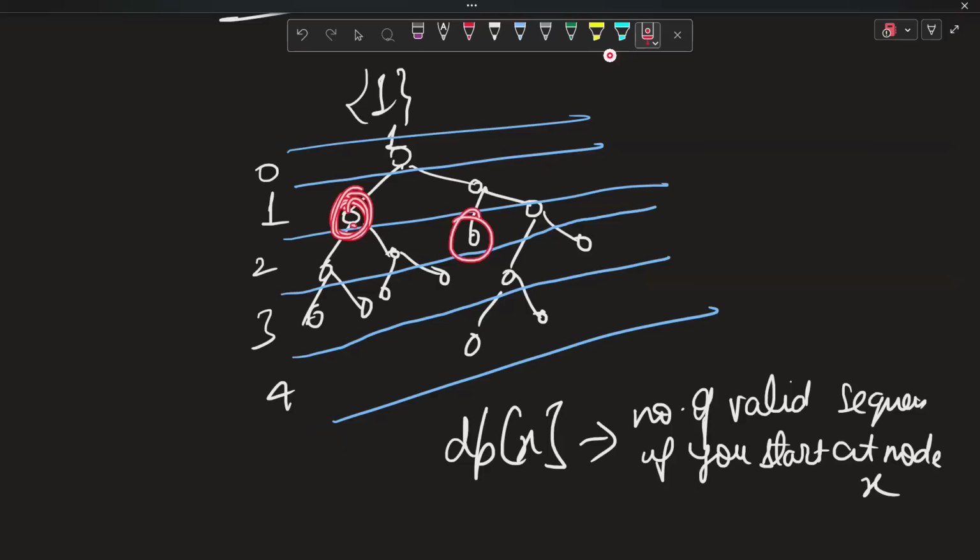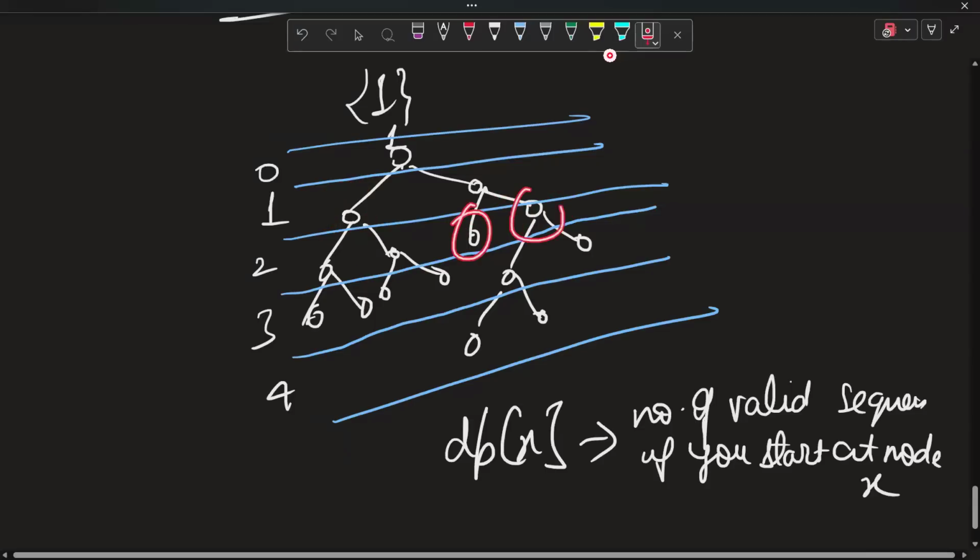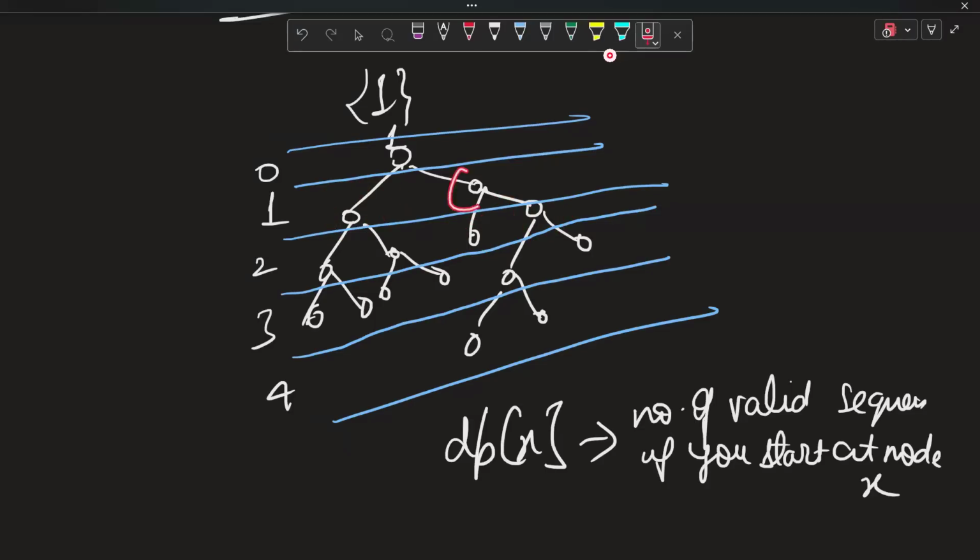So from here, you can move to this, and DP of this will give the number of sequences starting with this. And DP of this would give the number of sequences starting with this. So you can say that DP of this node is this plus this, plus 1. This is DP of this plus DP of this plus 1, where the 1 is if you start here and end here. Same way, DP of this node would be DP of this plus DP of this plus 1.